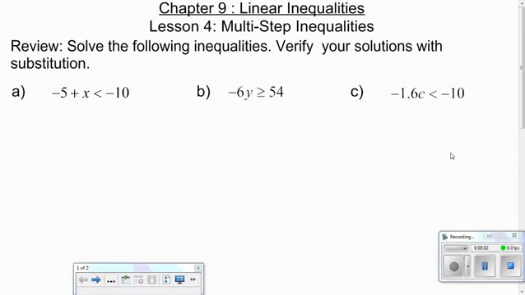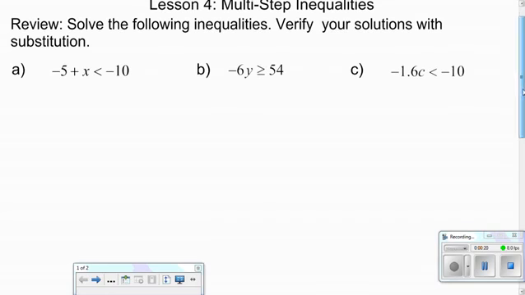Okay, we have reached lesson 4 for linear inequalities. We're looking at multi-step inequalities, so we're building off of the work we've done in lesson 3. You're going to need to also remember your work that we've done through chapter 8, solving equations. They're not going to be quite as crazy as the equations you had in chapter 8, but along the same lines.